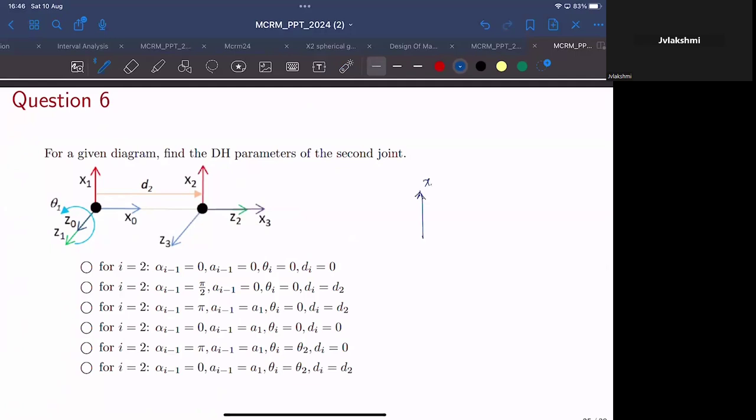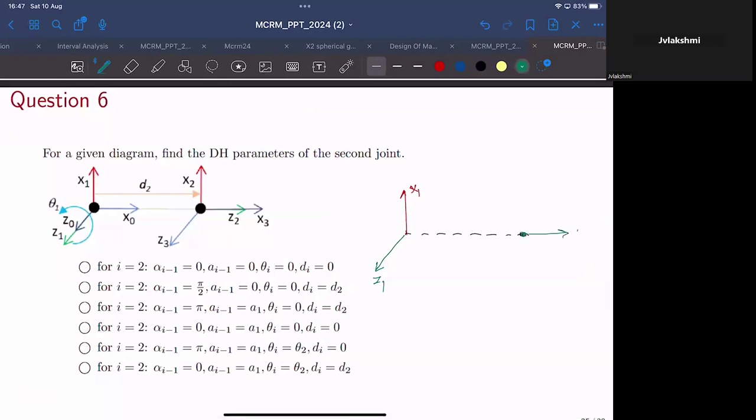If I label this as x1, sorry, I'll use the respective colors. If I use this as x1 and z1 is perpendicular to the plane, z1, and yeah, what else do we have? We have z2 to be like this. z2 is green colored, I think. Yes, this is z2, and x2 would be like this.